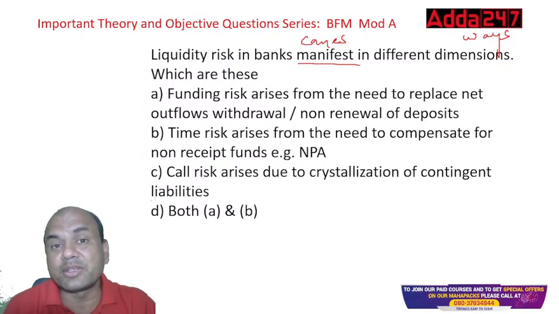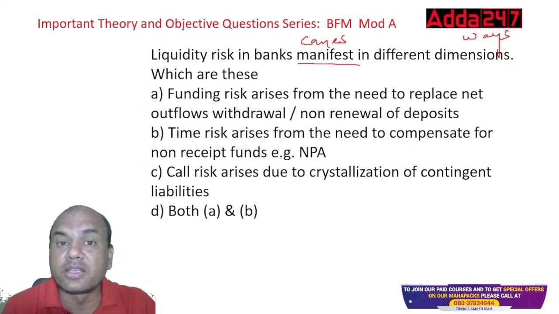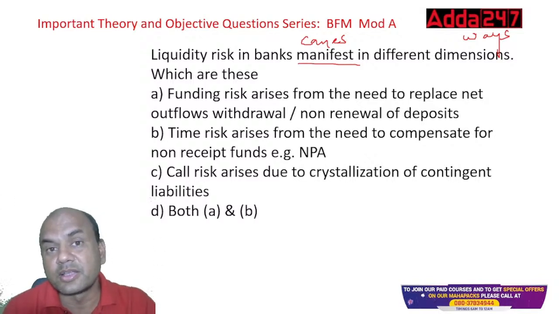Here, CAIIB is not like JAIIB. Just because you got the answer, you can't just tick it. No. Here you have to think. Funding risk arises from the need to replace net outflows, non-renewal of deposits. Whatever is going out, that needs to be replaced.